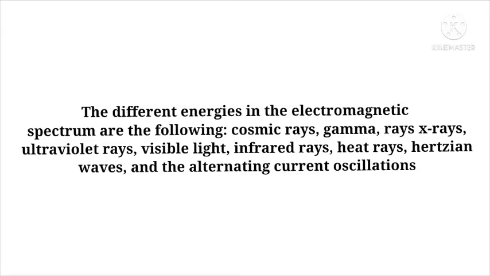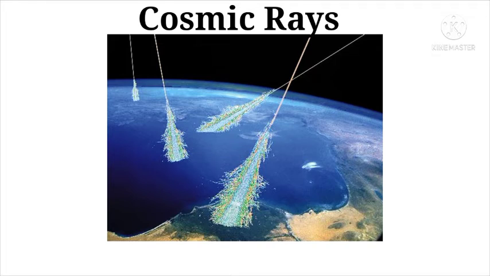The different energies in the electromagnetic spectrum are the following: cosmic rays, gamma rays, X-rays, ultraviolet rays, visible light, infrared rays, heat rays, Hertzian waves, and the alternating current oscillations. Cosmic rays. Cosmic rays are high-energy photons and atomic nuclei that move through space at nearly the speed of light. They originate from the Sun, from outside of the solar system, in our own galaxy, and from distant galaxies.